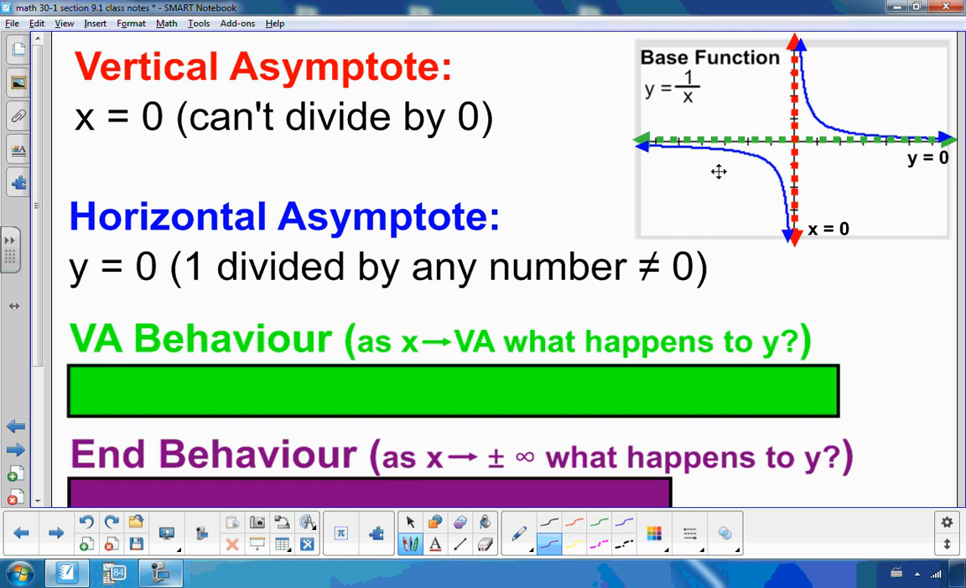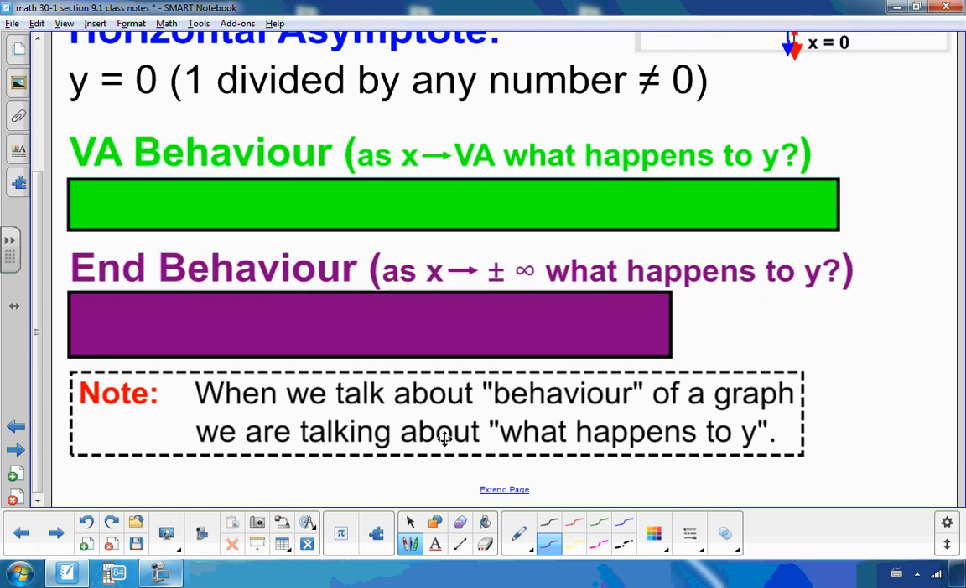So that's why the ends of the graph are getting really close to this horizontal asymptote. Now let's talk about the behavior. When we talk about behavior, I have a little note down here. When I talk about the behavior of the graph, I'm talking about y. Whenever we talk about functions, we're talking about y. It's all about y. So it's as x approaches a certain number, where is y going?